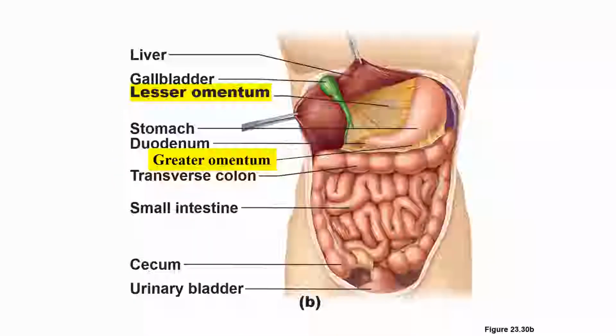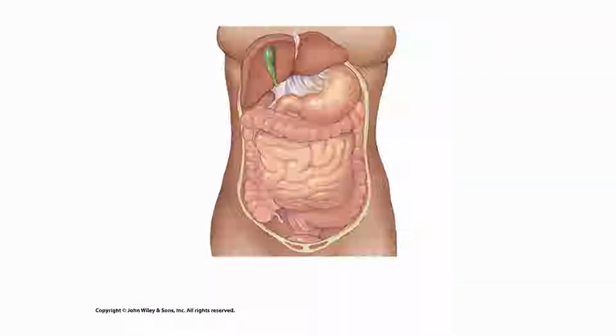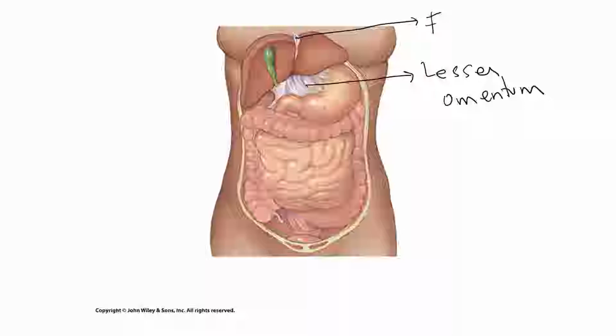In this illustration, you can see the lesser omentum that falls from the stomach to the liver. The greater omentum will be a sheet of mesentery that falls in front of the intestines as an apron. In this illustration, the greater omentum has been cut. This illustration shows the lesser omentum, and it also shows another mesentery called the falciform ligament found in the liver.